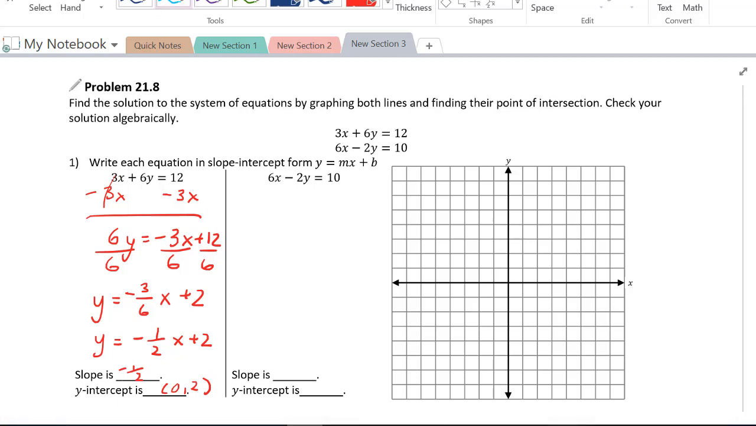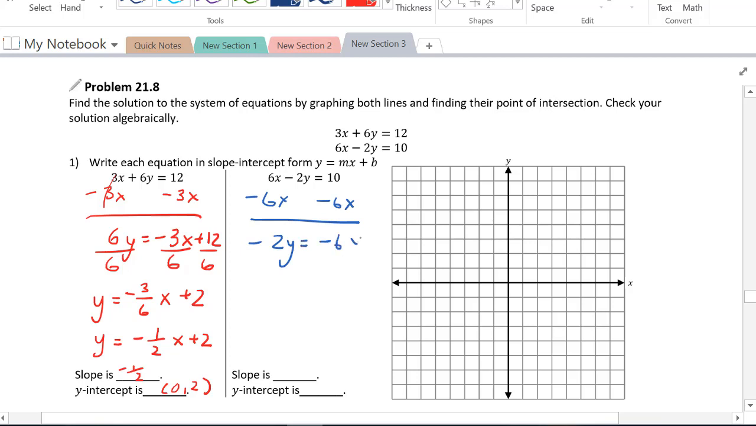Then do the same thing for the next equation. Solve for y, minus 6x on both sides. So we get negative 2y equals negative 6x plus 10. Divide both sides by negative 2. So we get y equals 3x minus 5. What's the slope? The slope is 3 over 1. What's the y-intercept? 0, negative 5.